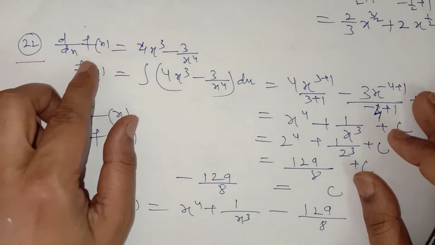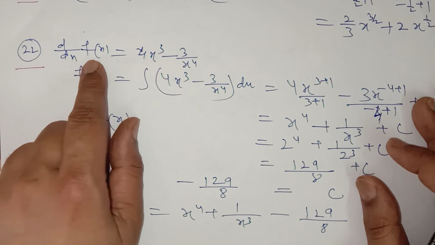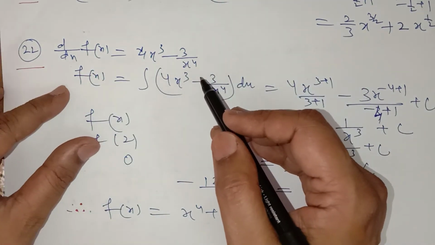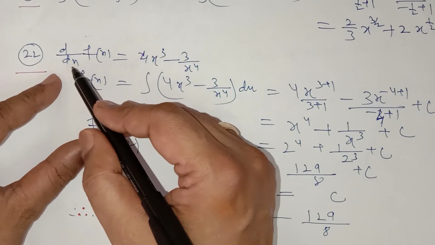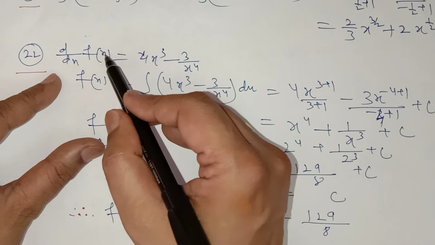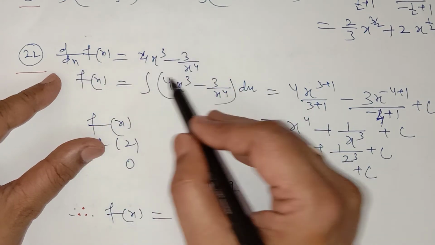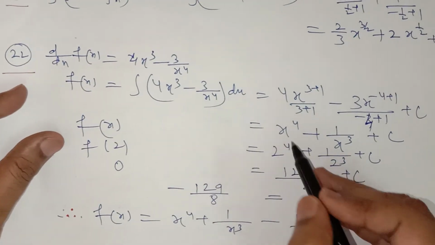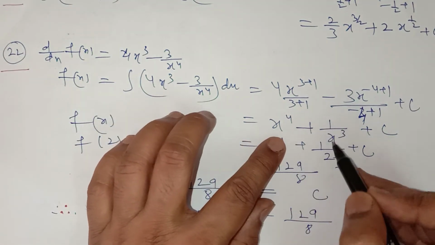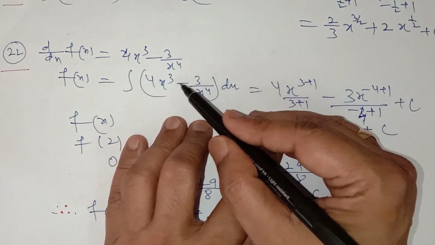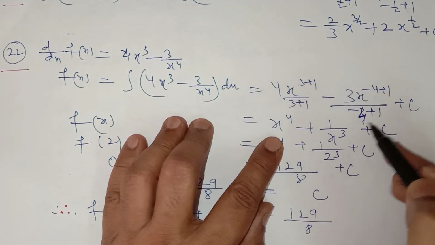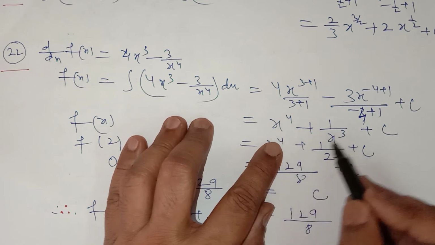Now in question number 22, it is given that the derivative of f(x) is 4x cube minus 3 upon x ki power 4. You have to find the function f(x). So when you remove this derivative from one side, you will get the integration sign on the right hand side. So f(x) will be equal to integration of this function. You are getting x ki power 4 plus 1 upon x cube plus c. x ki power 3 plus 1 upon 3 plus 1, x ki power minus 4 plus 1 upon minus 4 plus 1 is equal to this. So this is equal to f(x).